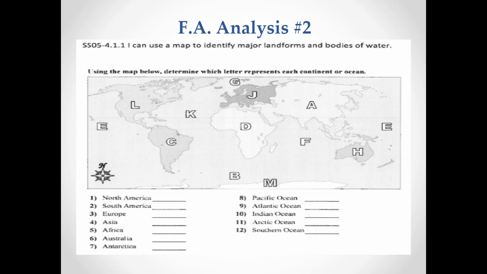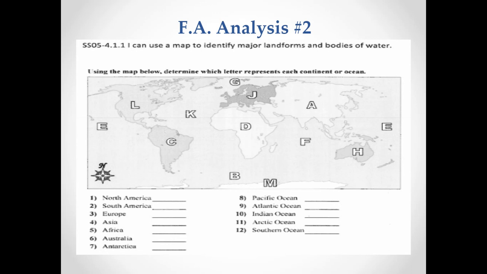So if I take a look at the actual learning task itself, the students are really asked to match up oceans and continents with locations that are identified with a letter. So matching is not anywhere close to the same level as identifying landforms and bodies of water. So this is really not a congruent task.